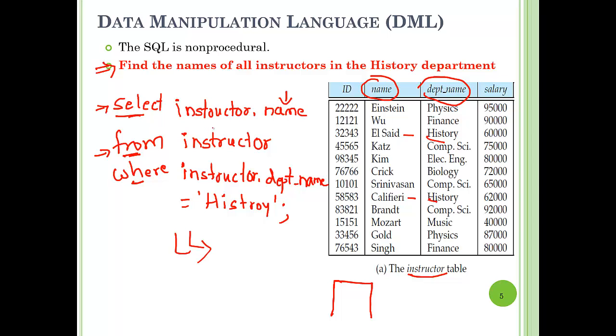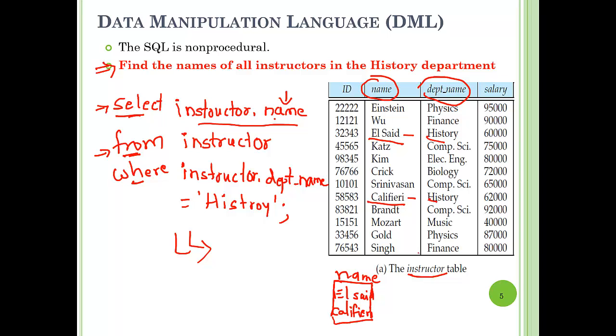So whatever attribute you have selected here, instructor dot name, only one attribute we have selected over here, so the resultant is name, and here in the output, since only two instructors belong to the department history, I will get Lased and Califieri. So this is the output of my resultant query.